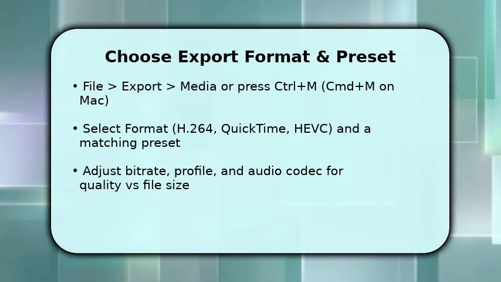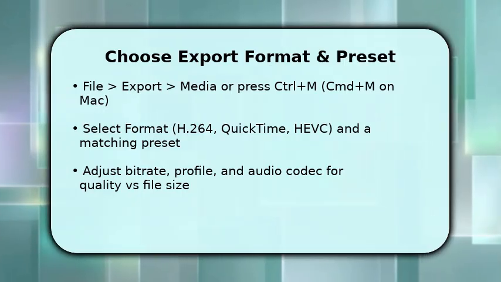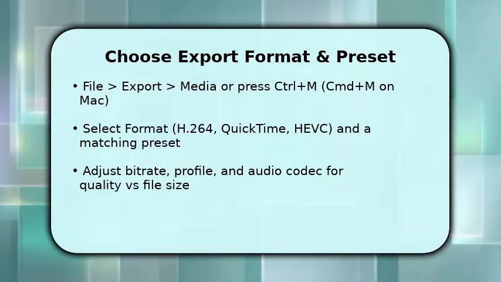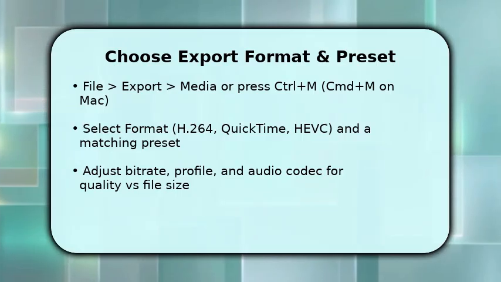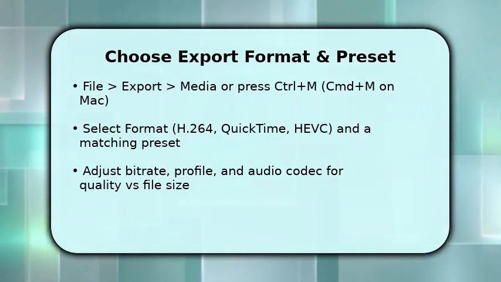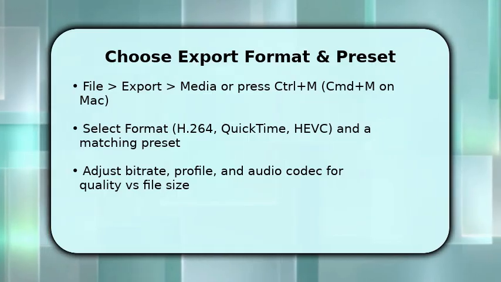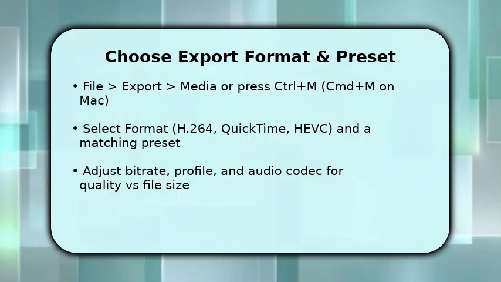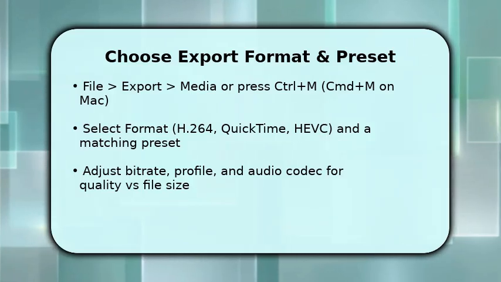You now open File, Export, Media to access the export dialog. Ctrl+M or Cmd+M is fastest. Choose a format like H.264 for web, QuickTime for ProRes, or HEVC for smaller files. Then pick a preset close to your target resolution and frame rate to save time.